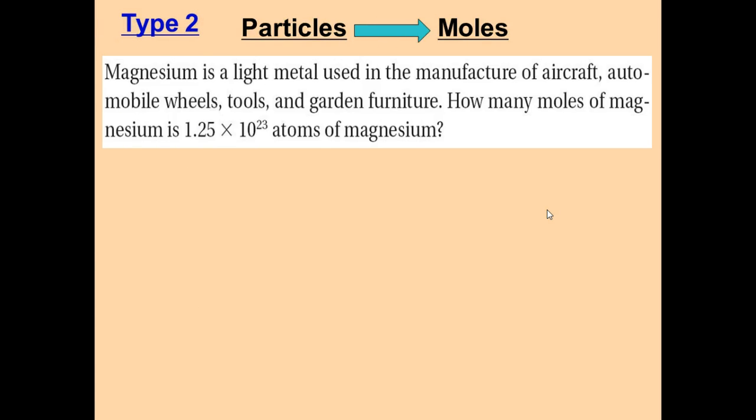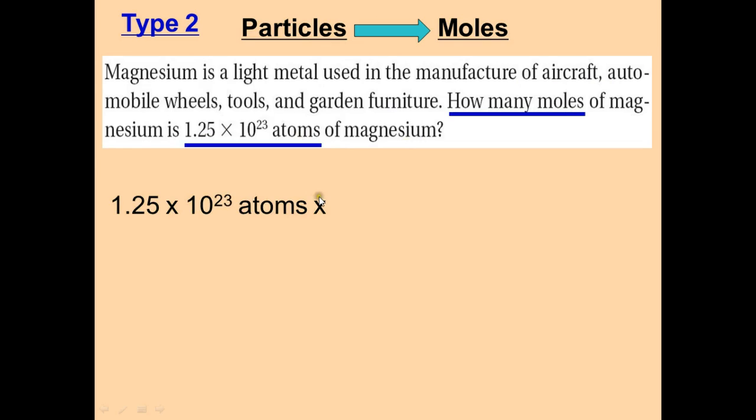And type 2 problem we have next. So we're going from particles to moles. And so we have magnesium is a light metal used in manufacture of aircraft, automobile wheels, and tools, and garden furniture. How many moles of magnesium is 1.25 times 10 to the 23rd atoms? So we have atoms and we want to go to moles.